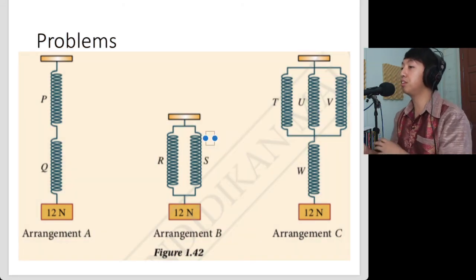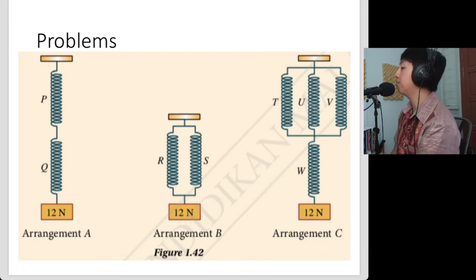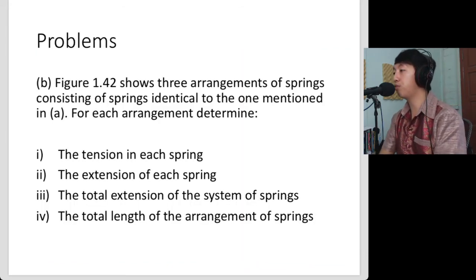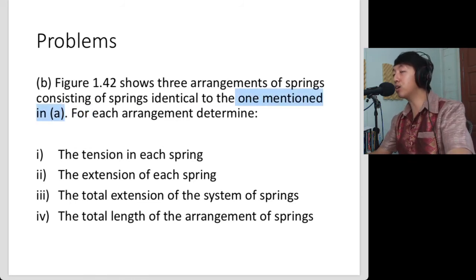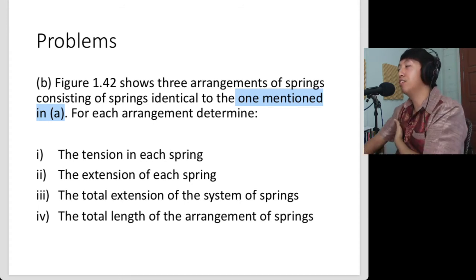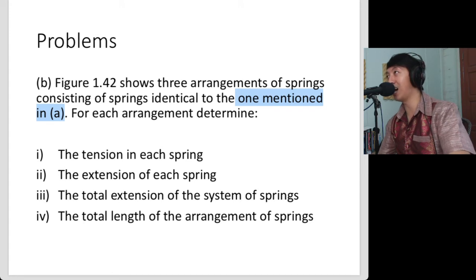So each of these spring systems kita kena calculate dengan cara yang berbeza. So figure 1.4 shows three arrangements of springs consisting of springs identical to the one mentioned in A. So asal ada soalan yang berdasarkan soalan yang sebelumnya, please be careful. First of all, make sure yang jawapan kamu di A itu betul. Ya.